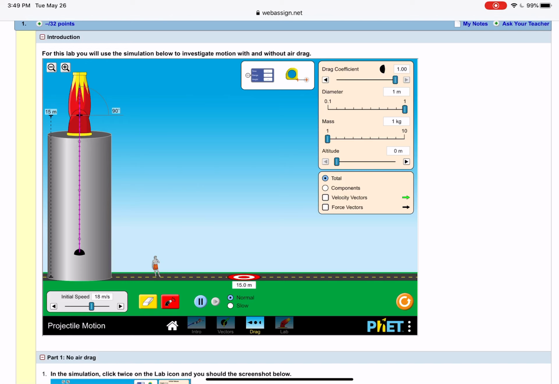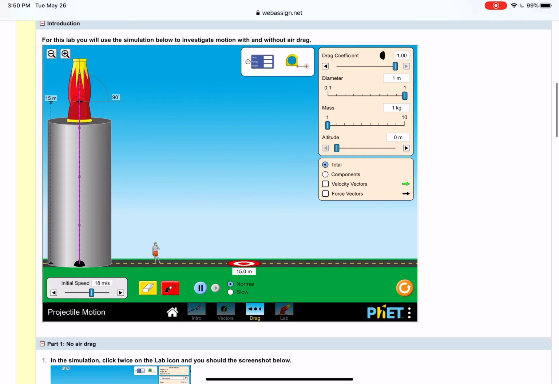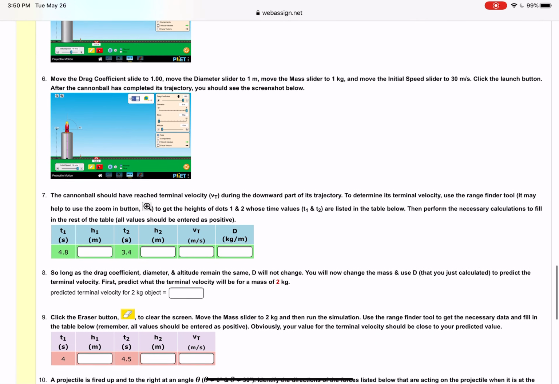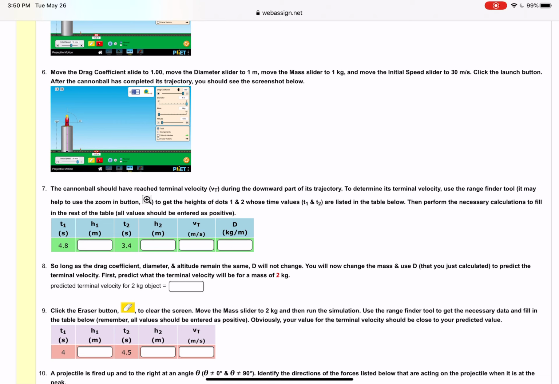And it's going to reach terminal velocity, which is the velocity it has when the net force on it is 0, as it's moving through the air. What it's asking you for is you're going to use the range finder to get some values to fill in the table. Let me go down and read exactly what it says here. The cannonball should have reached terminal velocity during the downward part of its trajectory.